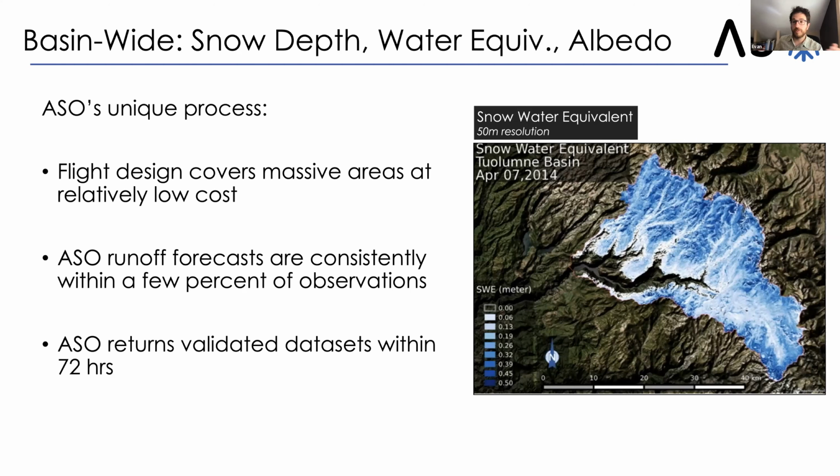One thing that's been proven with its time at JPL is that when we produce one of these datasets, as you can see on the right here, our estimated snow water equivalents for a basin are usually within a few percent of what is observed ultimately at the end of the season. So it takes away so much of the guesswork in water management.